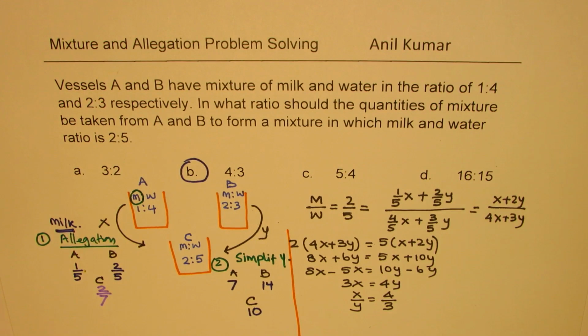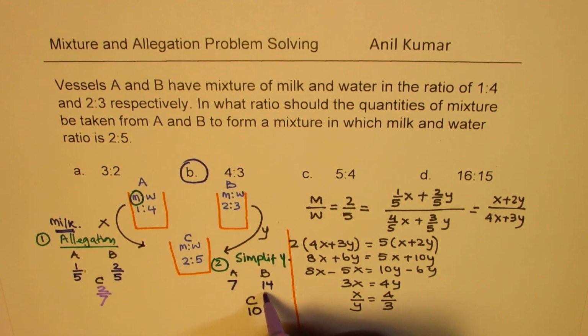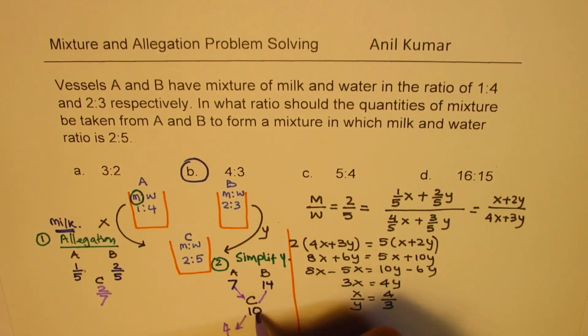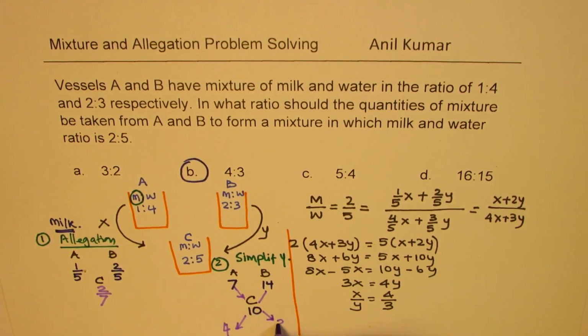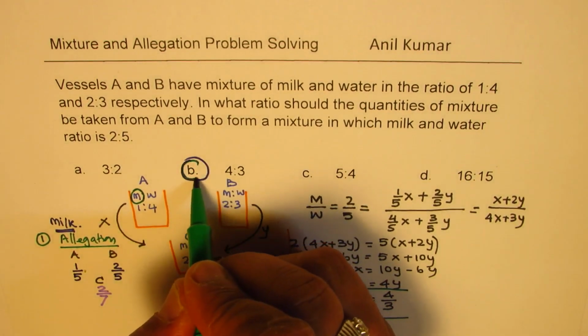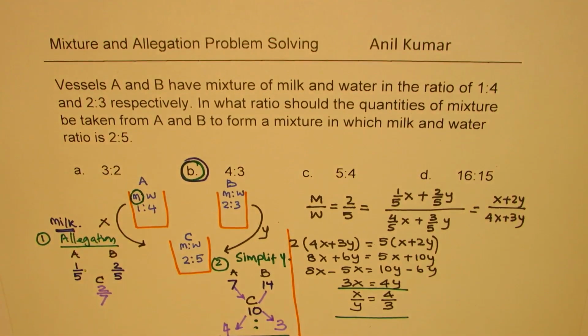Now the allegation is you have to subtract the numbers. When you do 14 minus 10, you get 4 here. And on this side, if you do 10 minus 7, always quantities are positive, we get 3. We get a result which is 4:3 in a single step, and we get our answer within a minute's time. Do you see that part? I hope you appreciate this.